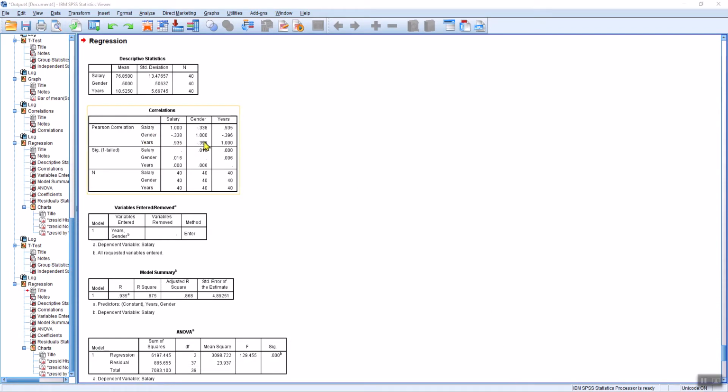And first up here at the top, we can see the correlations. This is like a mini correlation table. So we have the 3 different variables: salary, gender, and years. Salary is the outcome, gender and years are the 2 predictors. And we can see that both of these variables correlate with salary. And one thing that we're interested in is whether gender and years correlate with each other.